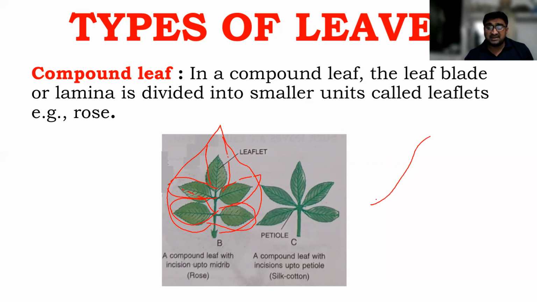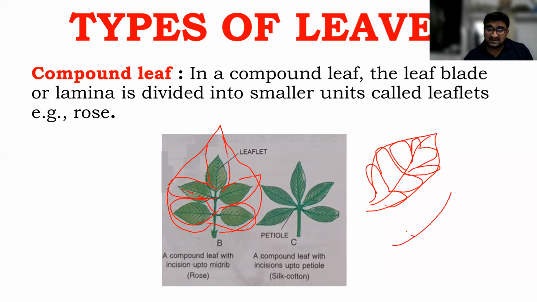You can again see that when the marginal incisions reach up to the midrib, then a number of leaflets are originated. Now we can see that leaf in this way. So this one is the structure of that compound leaf.